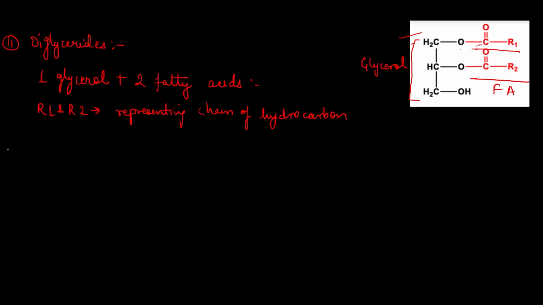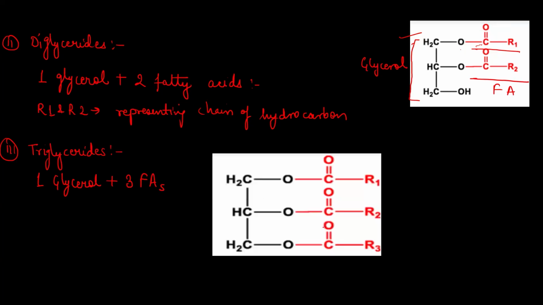Now the third type is triglyceride. Triglycerides consist of one glycerol. Again, the glycerol number is the same, right? So it comprises one glycerol plus three fatty acids, and the structure looks something like this. Again, the black one represents the glycerol, and the red one represents the fatty acids.